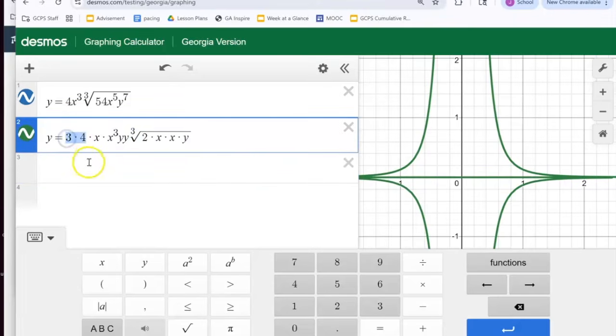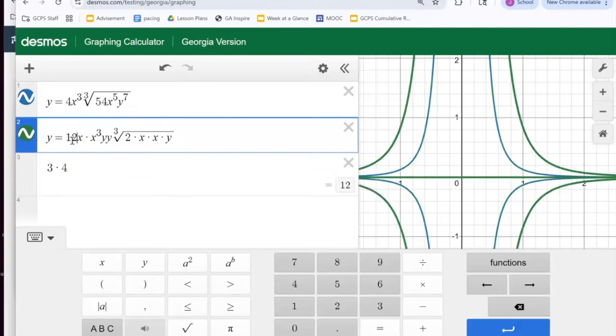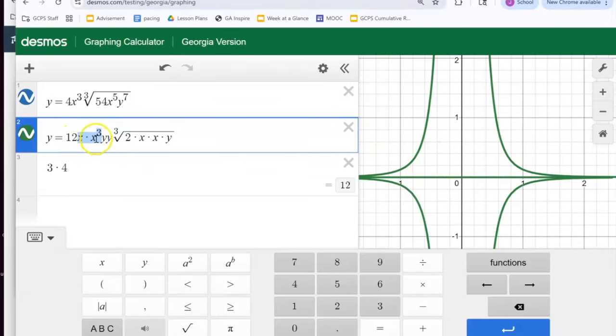So I'm going to start with this. 3 times 4 is 12. So this is going to become 12. Am I okay? Yes, I am. How many x's total do I have? So I have x here, and then I have x to the 3rd power. What does x to the 3rd power mean?